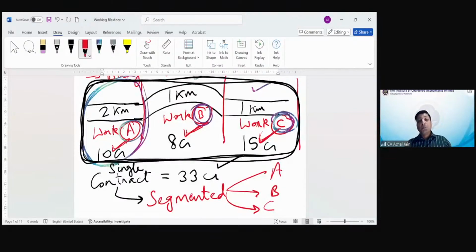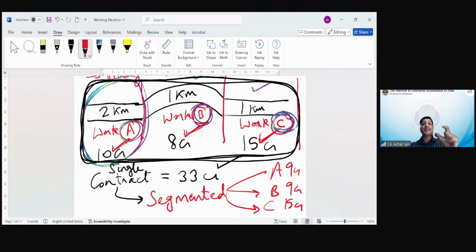And the moment the work for A is completed, let's suppose its value is 9 crore, revenue will be recognized for 9 crore. Why? Because work in relation to A is completed. So that's why at the year end, you'll recognize revenue for A. Let's suppose for B, it's 9 crore. That will not be recognized. Let's suppose for C, it's 15 crore. That will not be recognized.